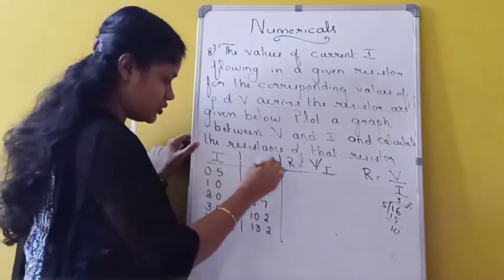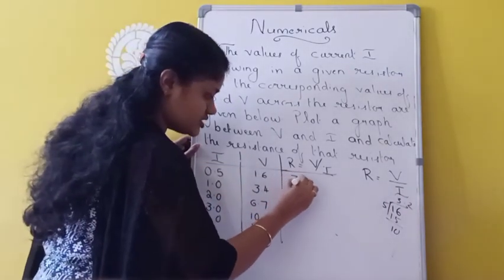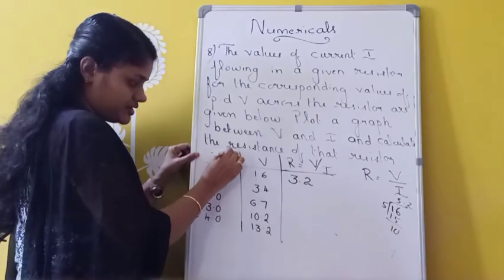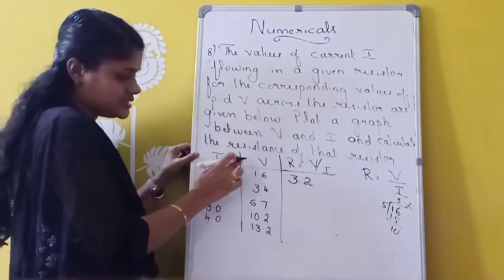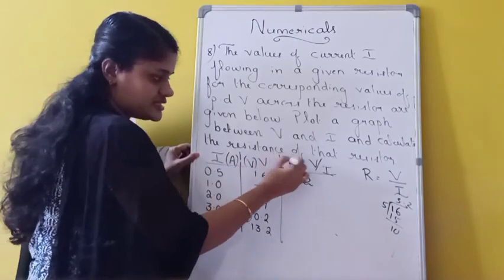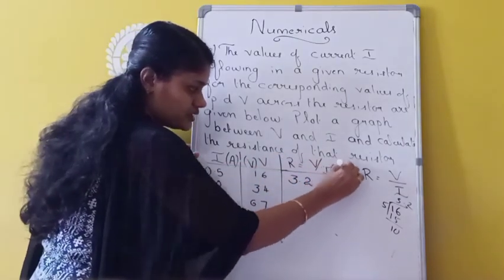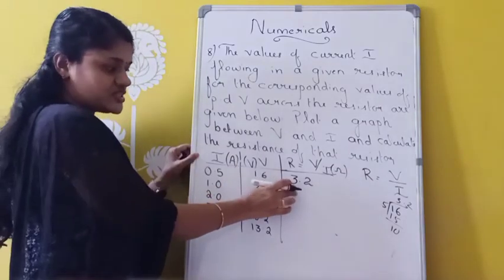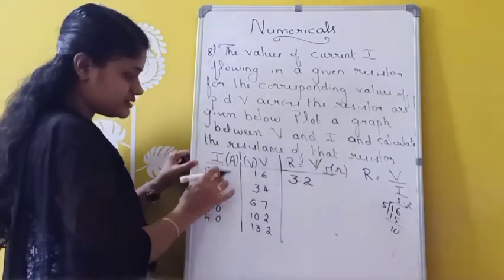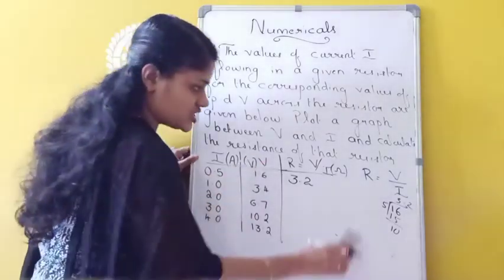3.2. So I am getting 3.2. So first one, resistance is how much? 3.2. Here current is given in which unit? Ampere. So you have to put ampere in the bracket. And potential difference, what is the unit? Volt. And resistance, what is the unit? Ohm. So first value is how much? 3.2 ohm. Then second one, 1 is the current and 3.4 is the potential difference.